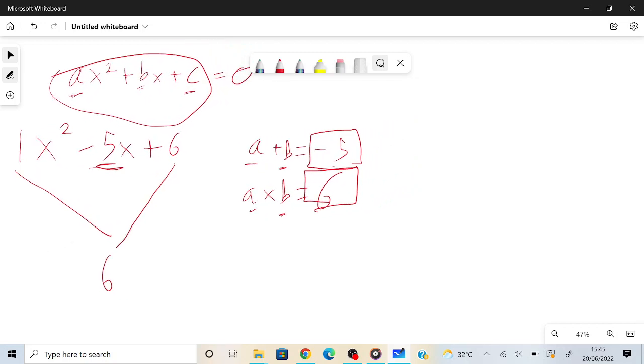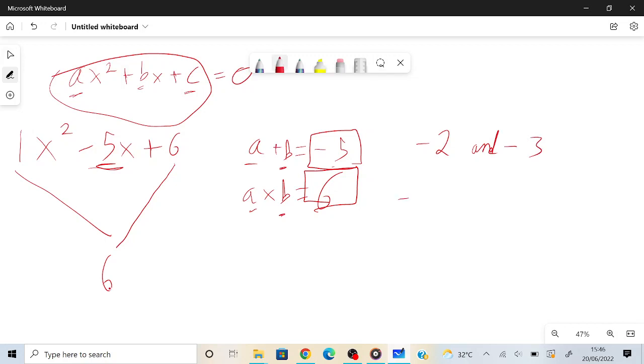Now, finding the two numbers can be difficult, and it does require a bit of practice. Once you have practice, it gets real easy. So to start with, let's take a look at the numbers minus 2 and minus 3. Now let's try.